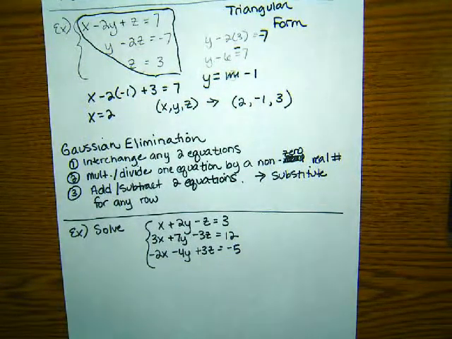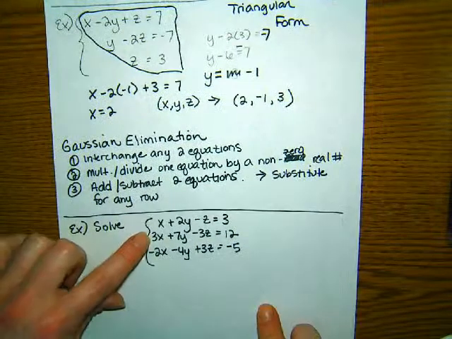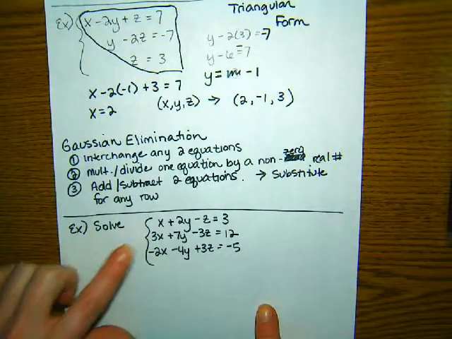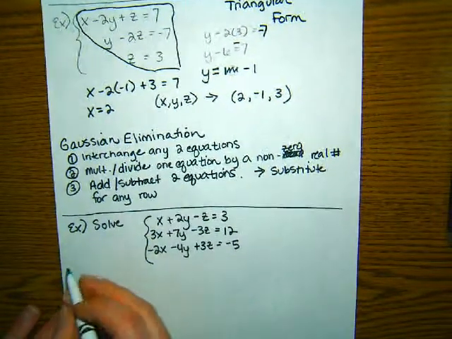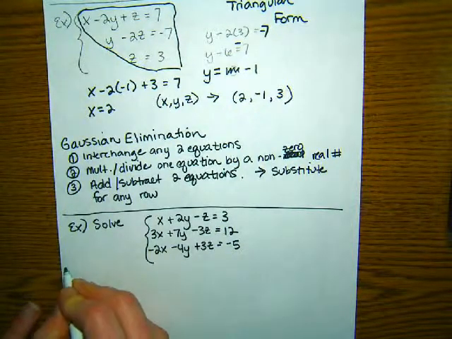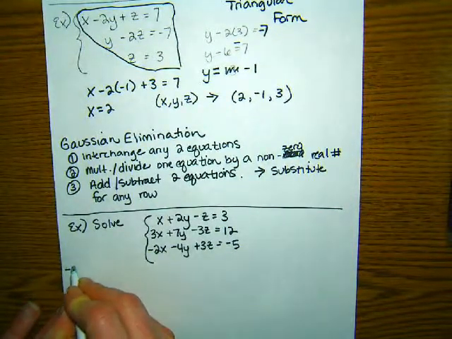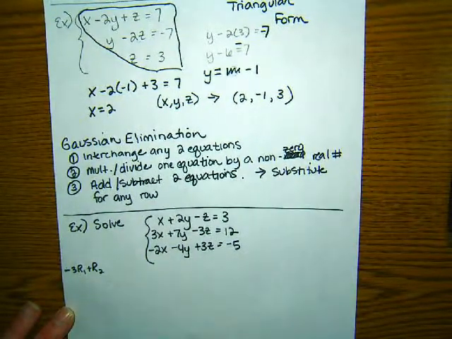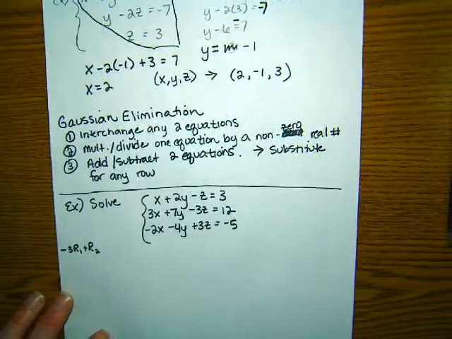So what I'm going to do first is I'm going to get rid of x down here. So couldn't I multiply the top row by negative 3? Okay, so I'm going to do that. I always like to write down what I'm doing right above because it's a lot of work. So I'm going to do negative 3 times row 1, and I'm going to add it on to row 2.